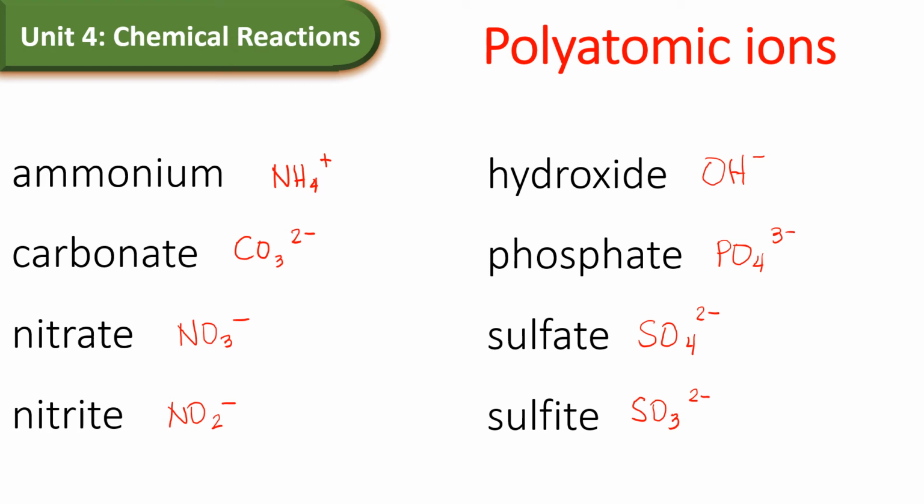So you cannot use the periodic table here, because this is a combination of more than one element. As you can see here, ammonium is a combination of 1 nitrogen and 4 hydrogen. Carbonate is a combination of 1 carbon and 3 oxygen. So again, please write this one in your notebook, and I want you to memorize this one by heart.